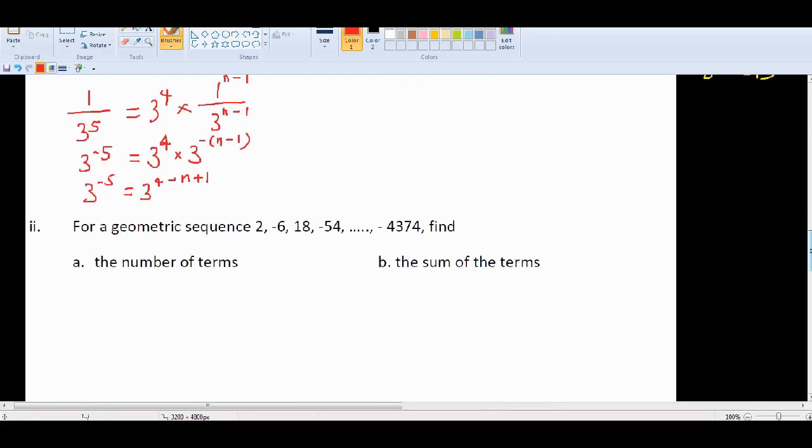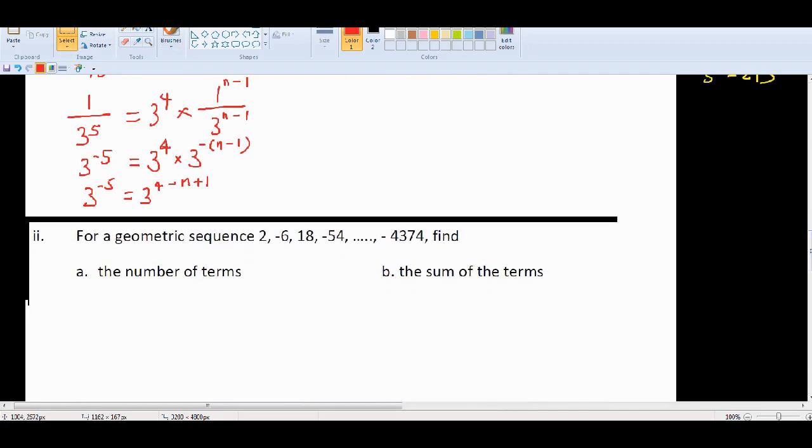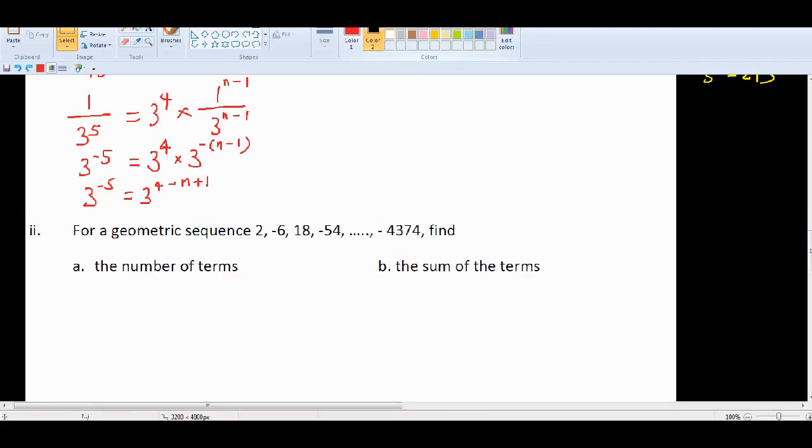Okay. Let me create a bit more room for, sorry to change that.